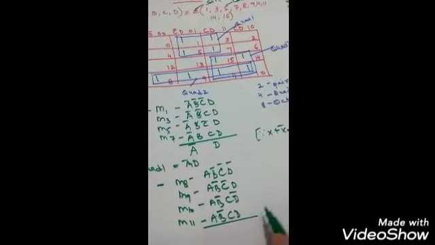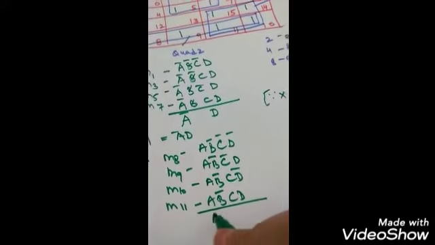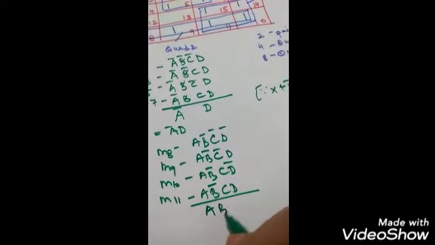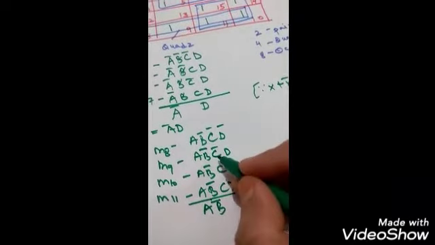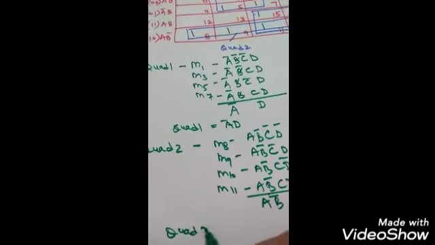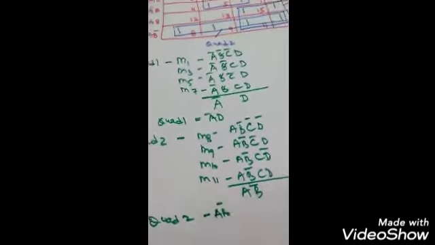Now again by the property x plus x complement, things cancel here. A is common in everyone, so we write A over here. B complement is the same in everyone, so we write B complement. C complement and C cancel each other, and D complement and D also. So we are getting quad 2 as A B complement.